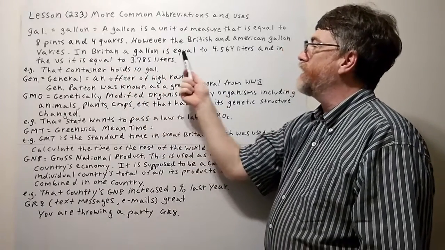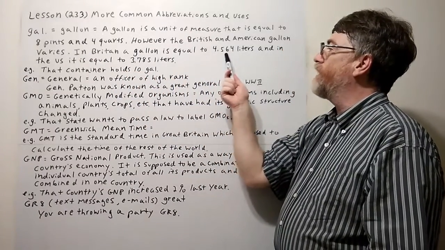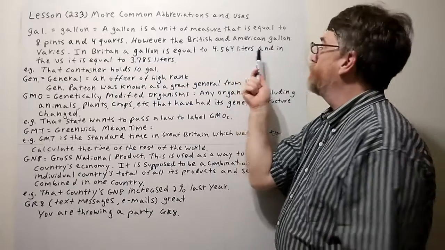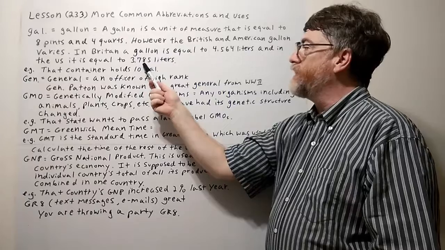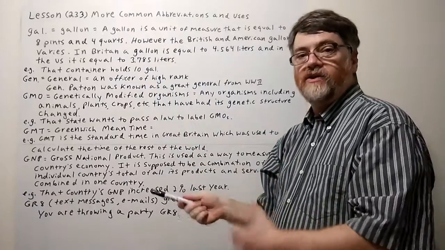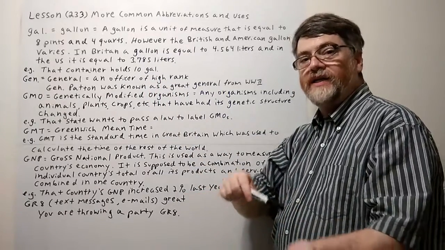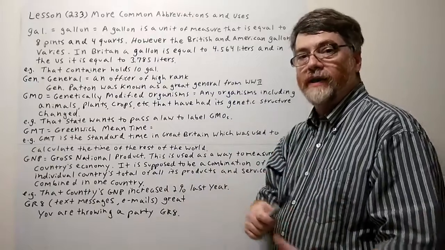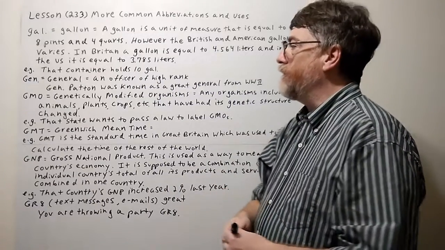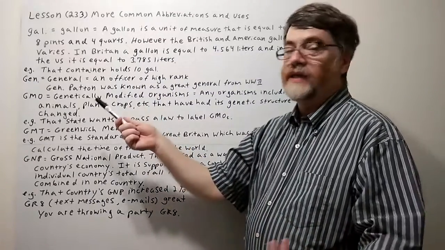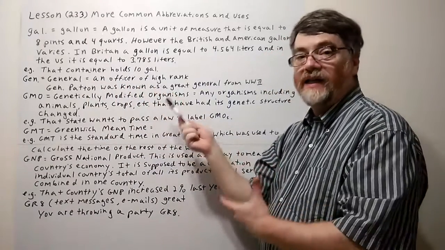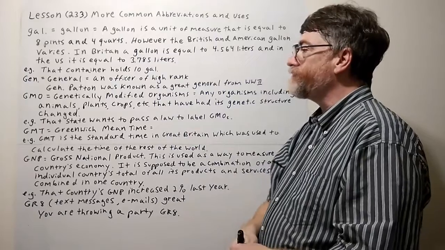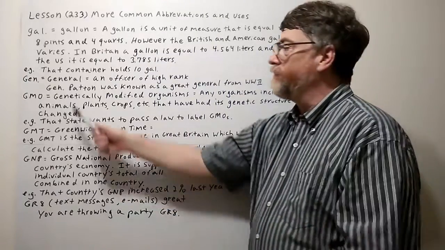However, the British and the American gallon vary. In Britain, a gallon is equal to 4.564 liters. And in the US, it is equal to 3.785 liters. So actually, the British gallon is larger than the American gallon. Anyway, let's take a look at one example sentence. That container holds 10 gal, or gallons. Gal for gallons. Okay, let's take a look at the next one.